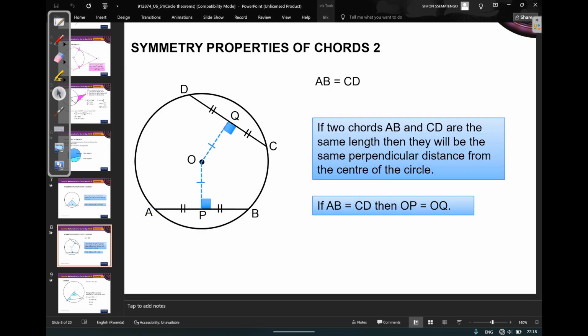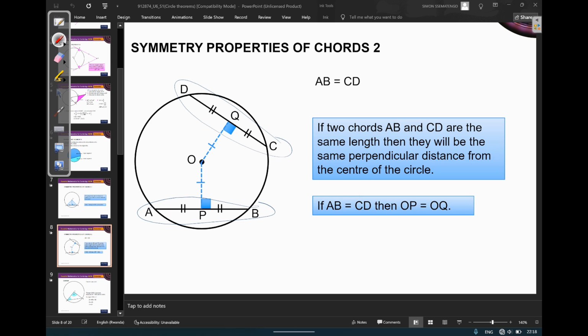Next, symmetry properties of chords 2. If we have 2 chords of the same length, like AB here and CD, these 2 are going to be the same distance from the center of the circle.